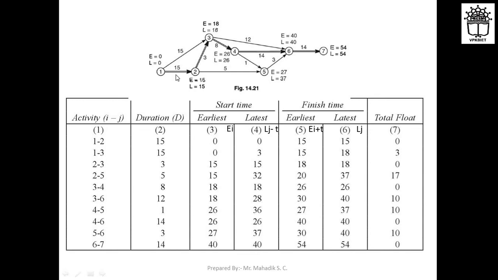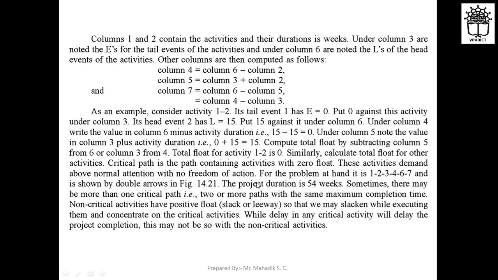So that's why it is indicated with the help of double arrows in this diagram. You can see that, right? So this is a critical path actually: 1 to 2, 2 to 3, 3 to 4, and 4 to 6, 6 to 7. Okay, so this is a critical path, right? And the time duration for that project is 54 weeks for this path.